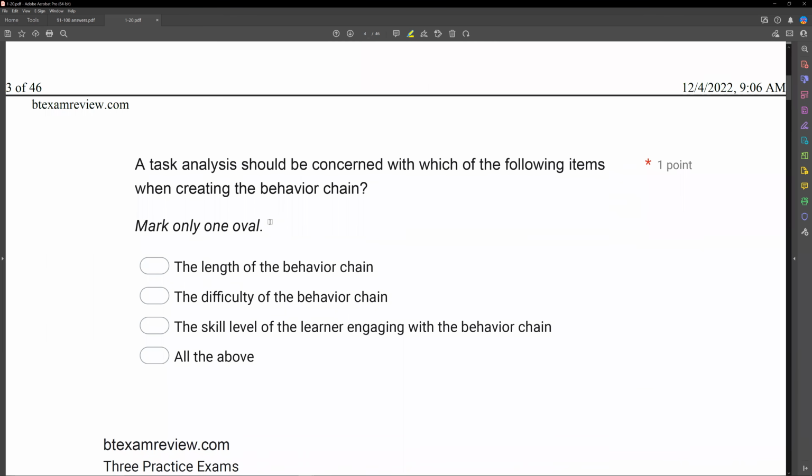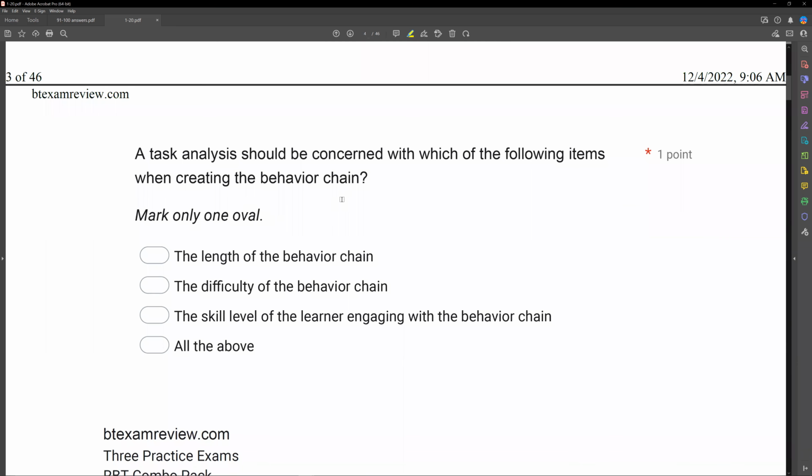A task analysis should be concerned with which of the following items when creating the behavior chain? All right, kind of a fluency question on behavior chains and task analysis. What is a task analysis? Task analysis is breaking down a complex skill into steps to create a behavior chain. A behavior chain is what we teach. It's the steps we teach to teach a larger behavior, right? Pretty simple. Task analysis comes first, break down the behavior, create the behavior chain.